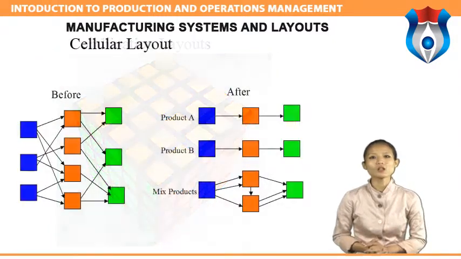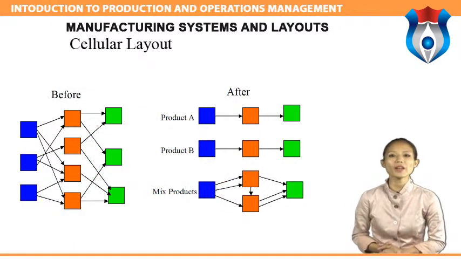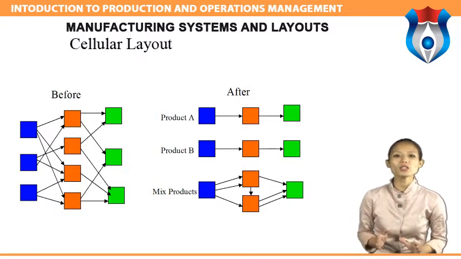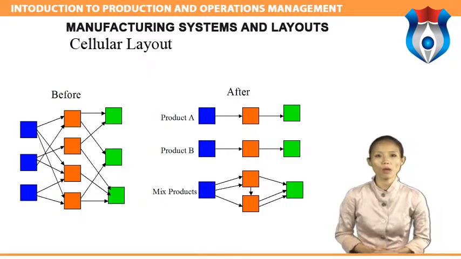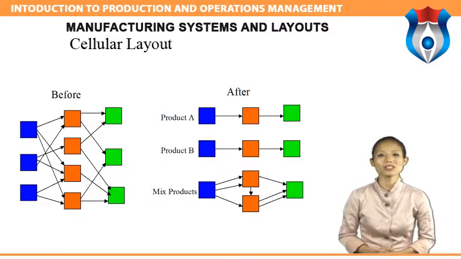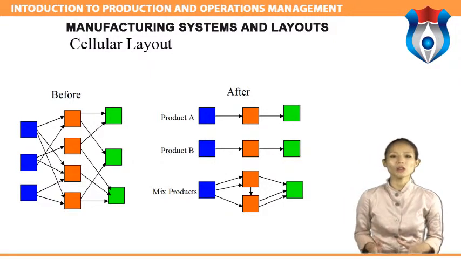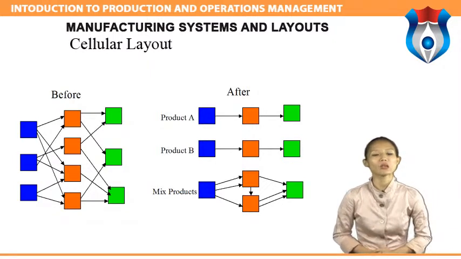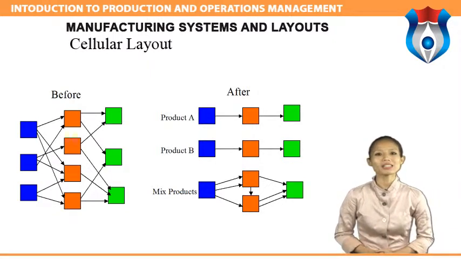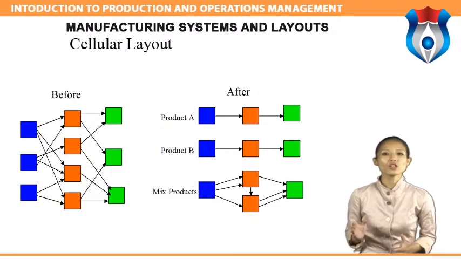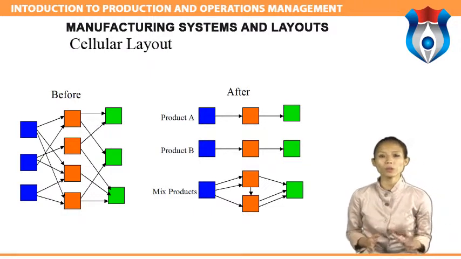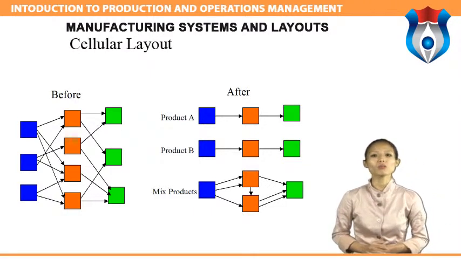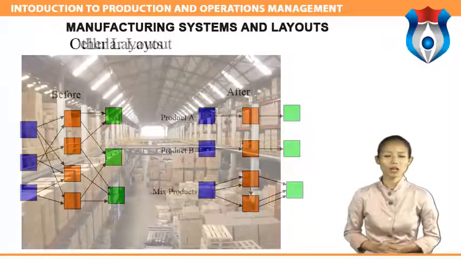Cellular layout. Cellular manufacturing is a type of layout where machines are grouped according to the process requirements for a set of similar items, part families, that require similar processing. These groups are called cells. Therefore, a cellular layout is an equipment layout configured to support cellular manufacturing. Workers in cellular layouts are cross-trained so that they can operate all the equipment within the cell and take responsibility for its output.